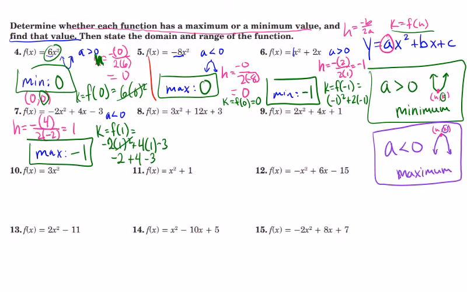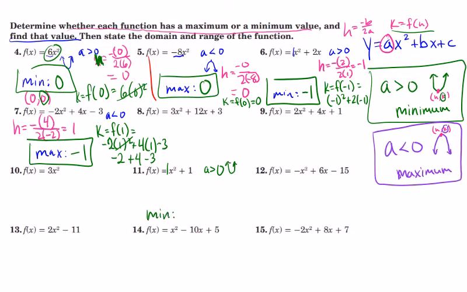Okay, let's see. Let's try one more. Let's do number 11 here. So first of all, are we going to have a max or a min? So we look at what a is. a is positive 1, right? So a is greater than 0. So that means if a is greater than 0, we're going to have a minimum, right? Because it's facing up.